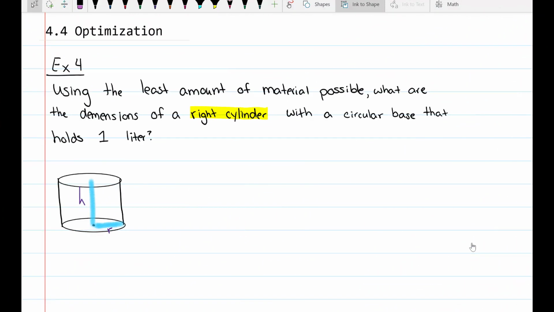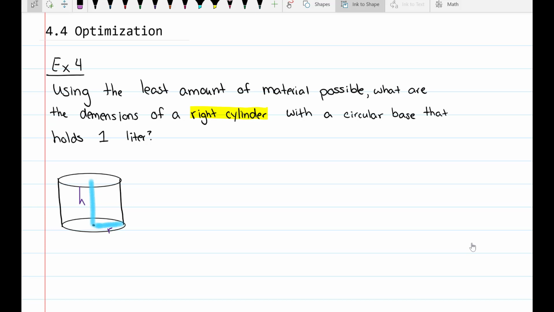Example 4. Using the least amount of material possible, what are the dimensions of a right cylinder with a circular base that holds 1 liter? So what we're basically looking at is a bean can, or a can of soup, or some type of cylindrical shape. It's a right cylinder, so that tells us that it's going to have a right angle where the base of it starts to go up. That's pretty much, again, any soup can that you've seen.